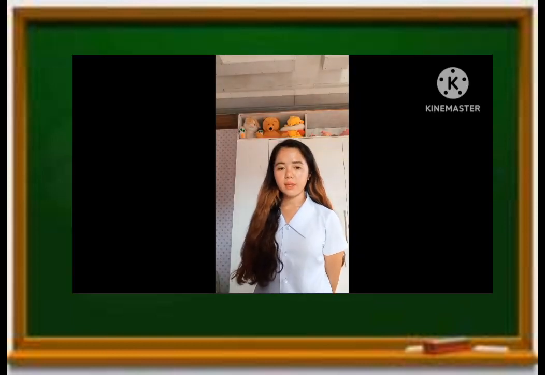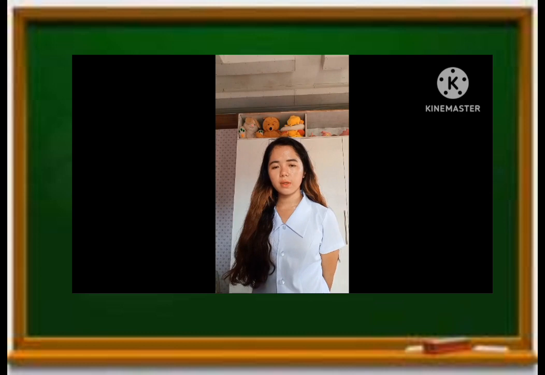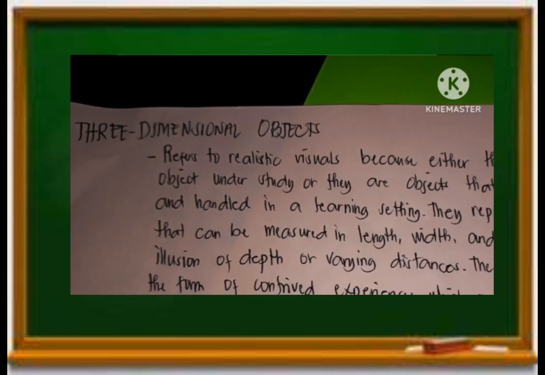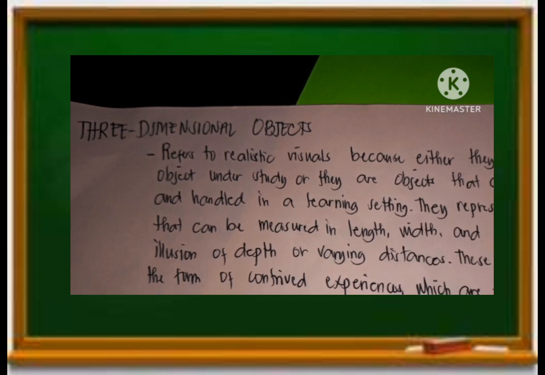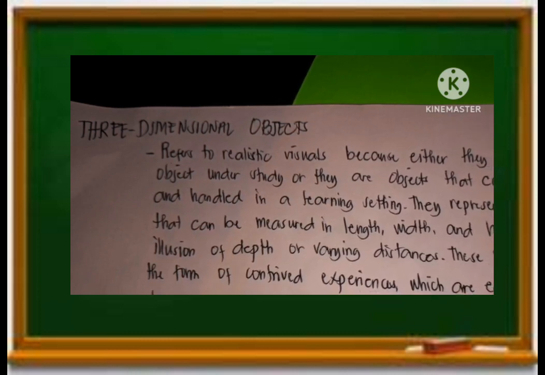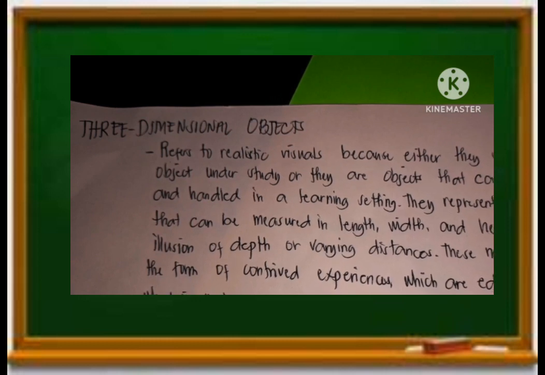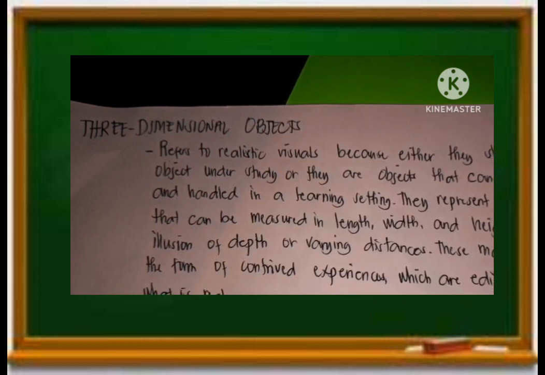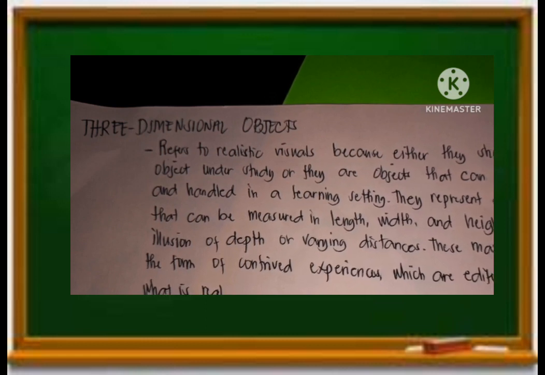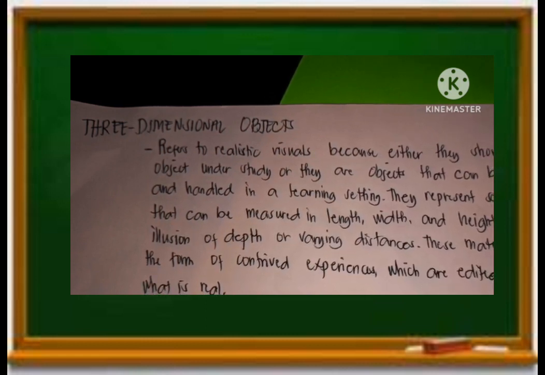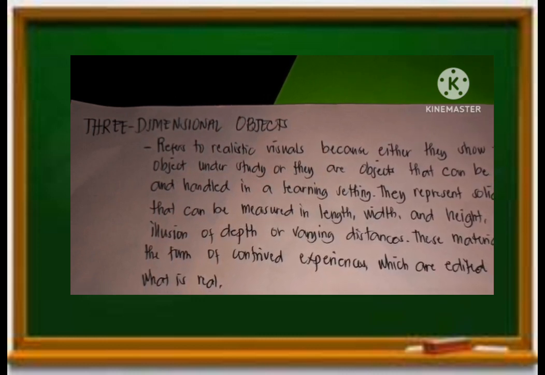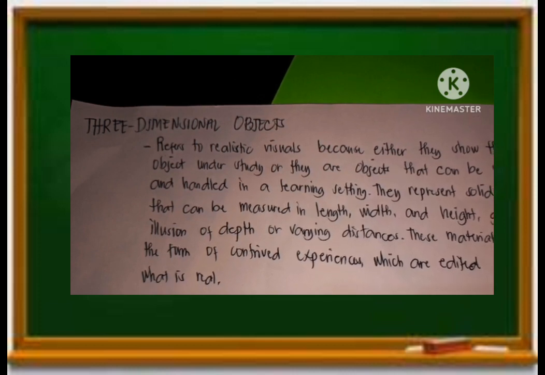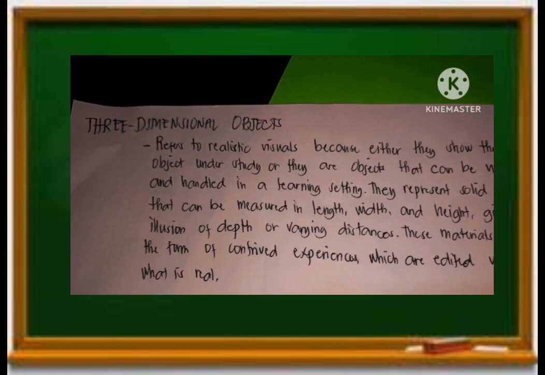Hi everyone, my name is Lady Joy Tayal and I'll be discussing the types of non-projected or the three-dimensional visual media. The three-dimensional objects refer to the realistic visuals because either they show the actual objects under study or they are objects that can be viewed and handled in a learning setting. They represent solid objects that can be measured in length, width, and height, giving the illusions of depth or varying distances. These materials come in the form of contrived experiences which are edited versions of what is real.